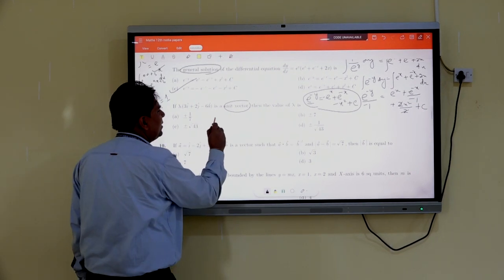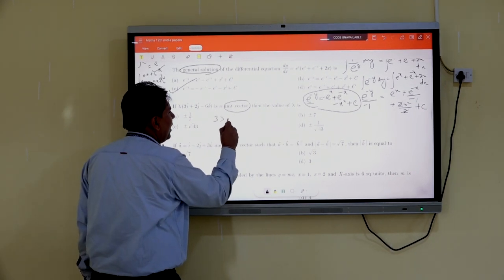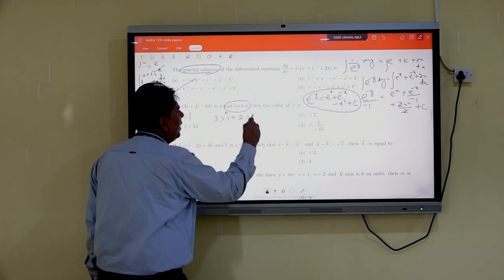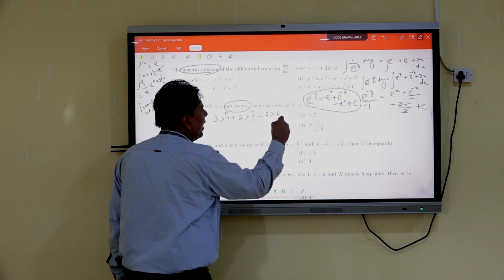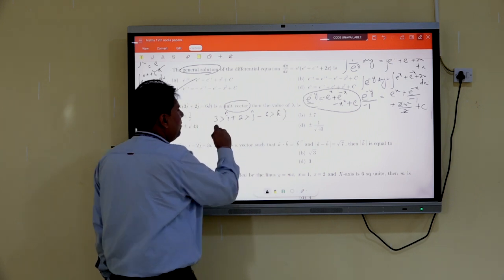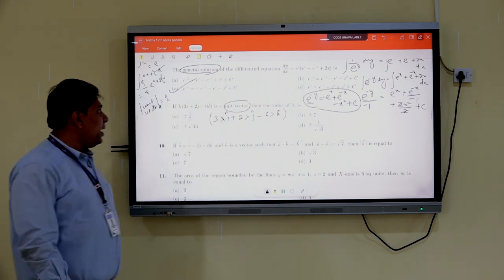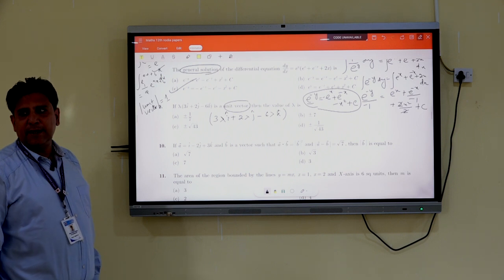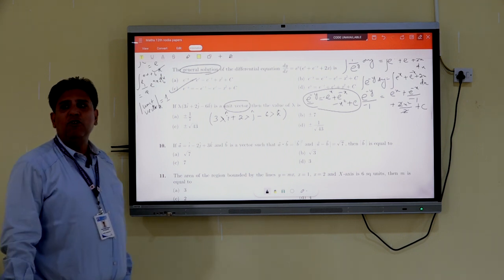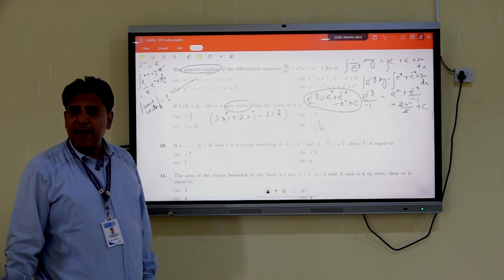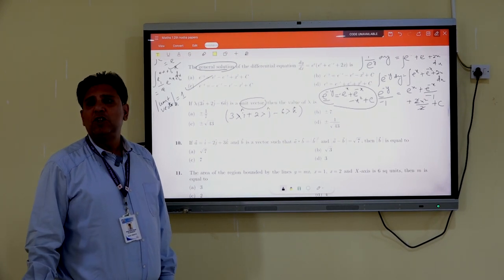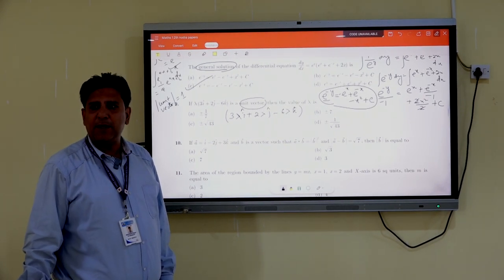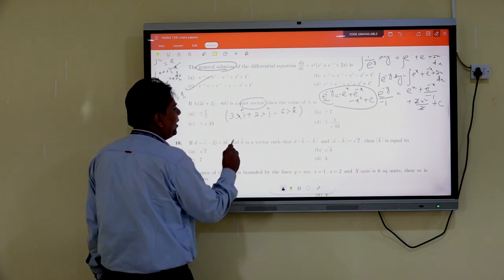This vector can be written as 3 lambda i cap plus 2 lambda j cap minus 6 lambda k cap. This is my vector, no? How to find the magnitude of a vector? If a vector is a i cap plus b j cap plus c k cap, then the magnitude is equal to the square root of a square plus b square plus c square. So what is the magnitude of this vector?